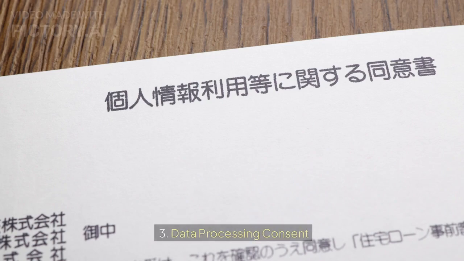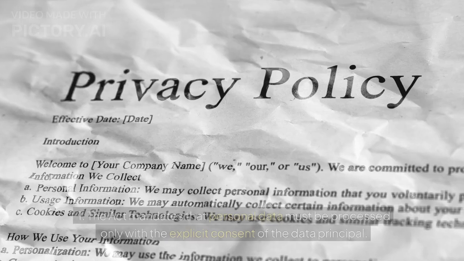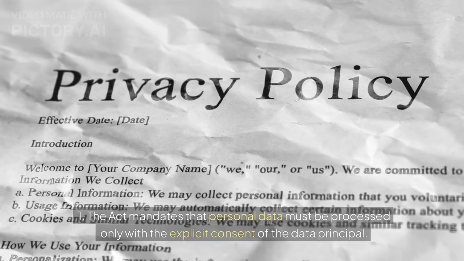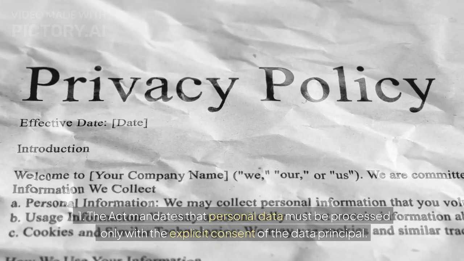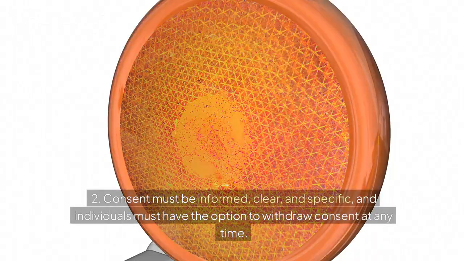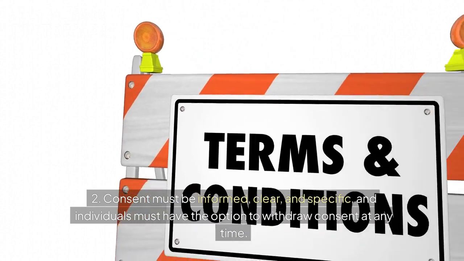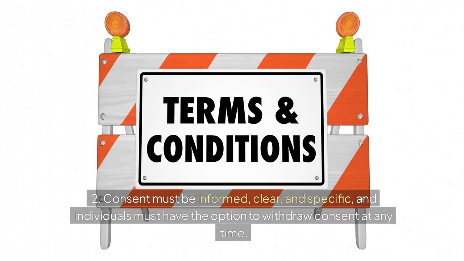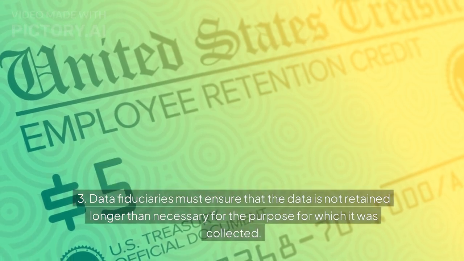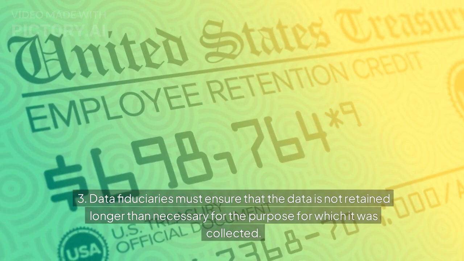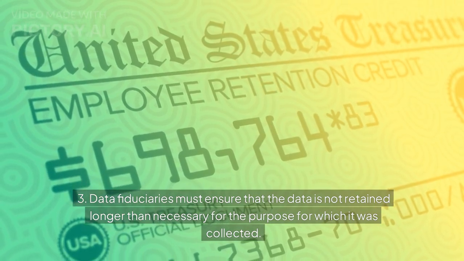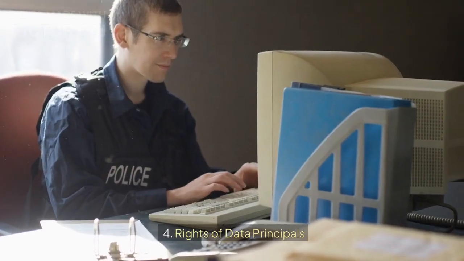3. Data processing consent. The Act mandates that personal data must be processed only with the explicit consent of the data principal. Consent must be informed, clear, and specific, and individuals must have the option to withdraw consent at any time. Data fiduciaries must ensure that the data is not retained longer than necessary for the purpose for which it was collected.